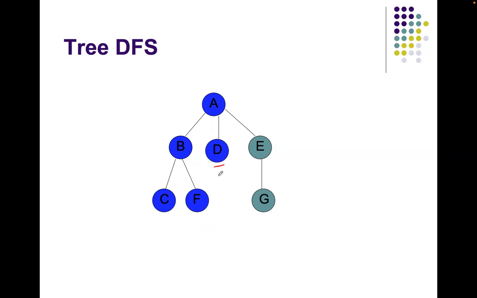Again from D, it's a dead end. So I'll do the backtrack and I'll go to A and see whether I have any more nodes that I can visit. I have E here, so I'm going to pick E. From E, I can go to G, which is a dead end. So I'll do the backtrack. I'll go to E, with nothing left to visit.